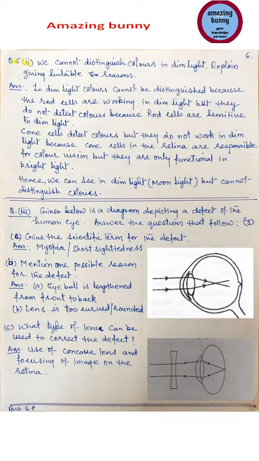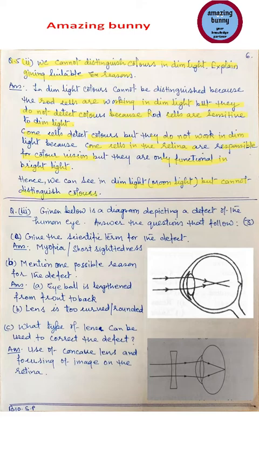Second part of question number 5, we cannot distinguish colors in dim light. Explain giving suitable reasons. Now in dim light, colors cannot be distinguished because the rod cells work in dim light or moonlight, but they do not differentiate colors because rod cells are sensitive to dim light. On the other hand, cone cells detect color, but they do not work in dim light or moonlight because cone cells in the retina are responsible for color vision, but they are only functional in bright light or daylight.